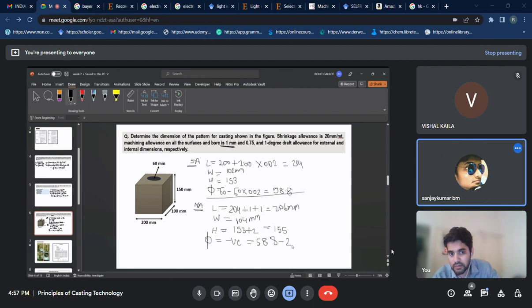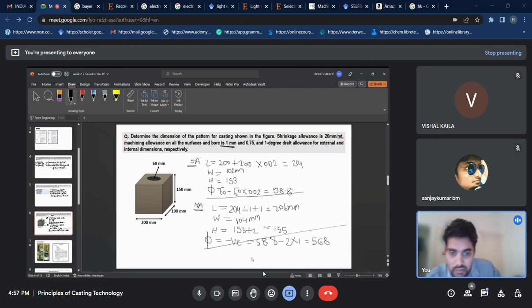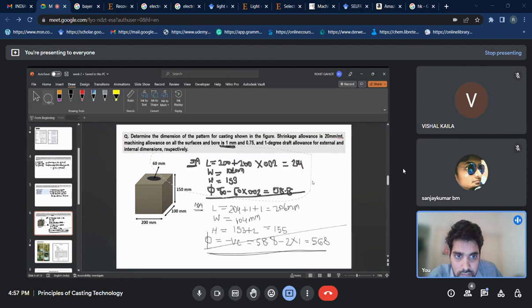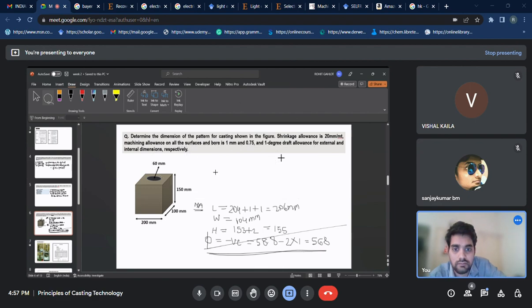Now if you consider the dia part, then it is a negative allowance, as previously mentioned. So it will be again 58.8. For the central hollow diameter, all the allowances are to be considered negative. So we need to subtract it 2 times, right? So it will be then 56.8.